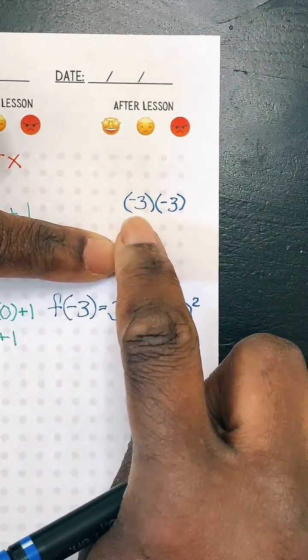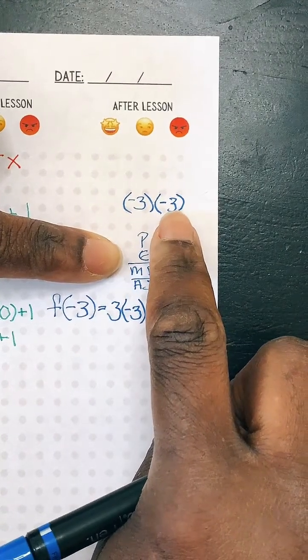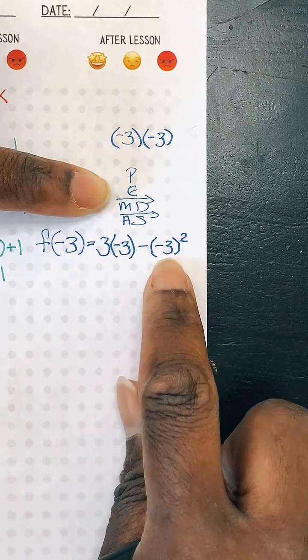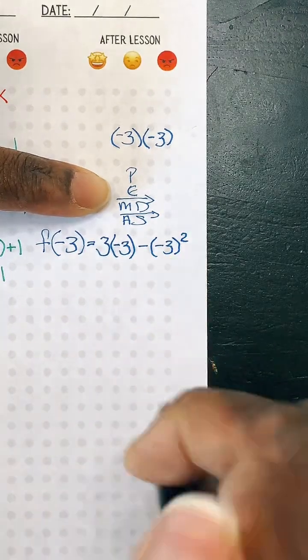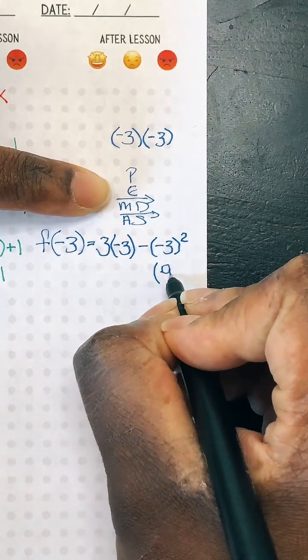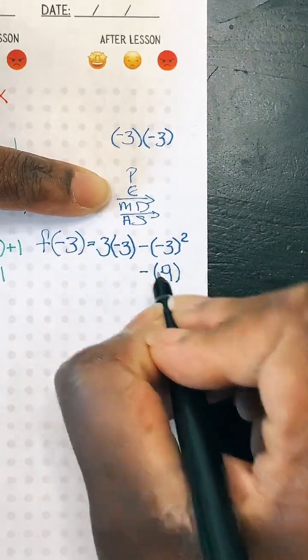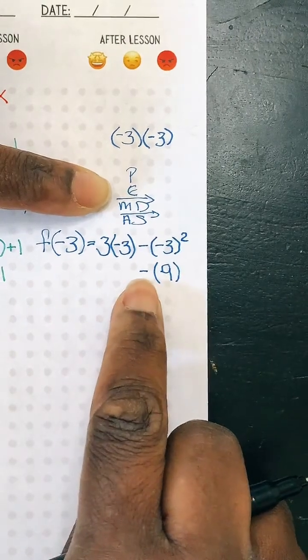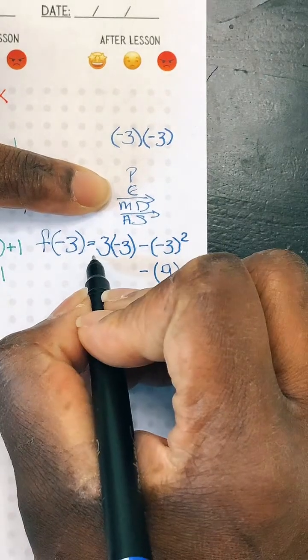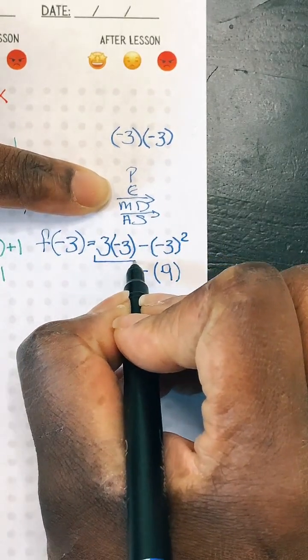We're dealing with signage. So negative times negative gives me a positive. So it's not going to be a -9 that's happening from the square. It's actually going to be a +9. And the reason why I'm putting a parenthesis around it is because of this minus sign that's right outside. But let's combine the next part.